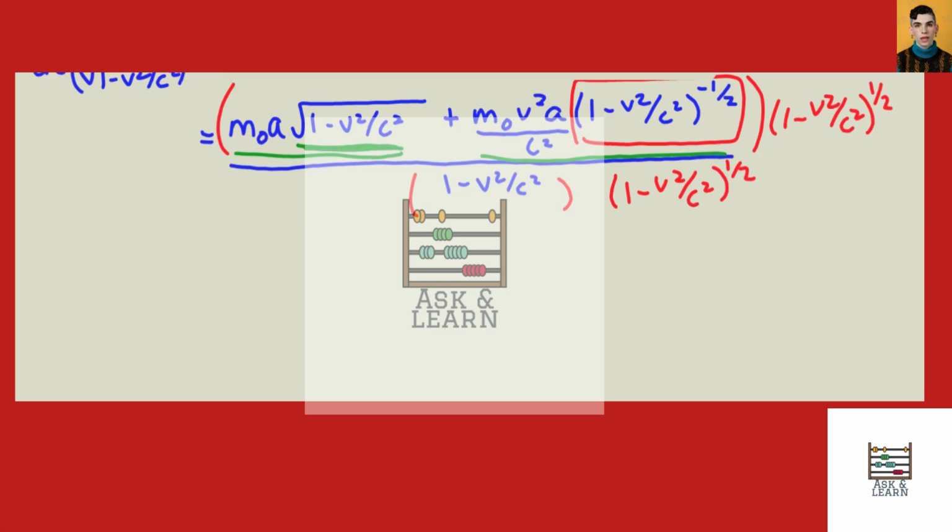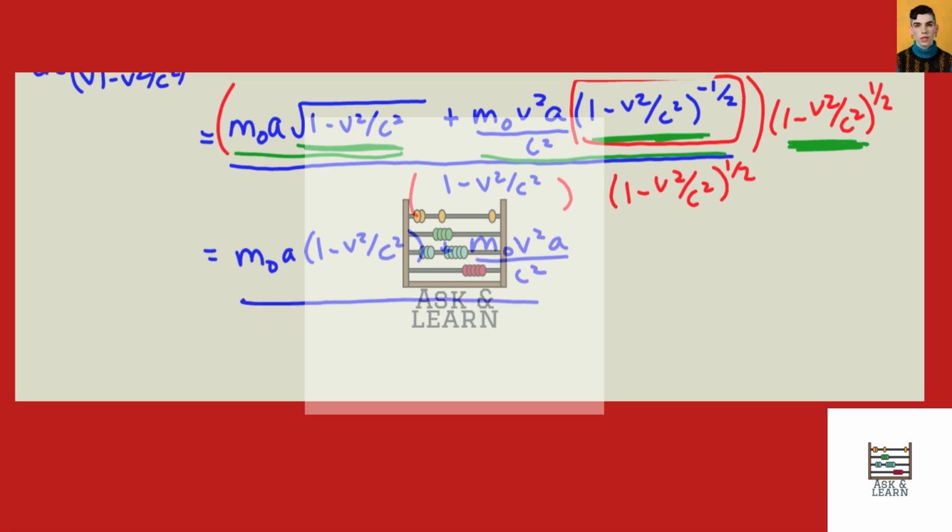And so when we multiply the square root by the same quantity to the 1/2, it's just like having it to the first power. It's to the 1/2 multiplied by to the 1/2, it's to the first power. So we have m naught a times 1 minus v squared over c squared. And then when we multiply these two together, add the powers and you get the 0 power. So essentially they cancel. So what we have left is plus m naught v squared a over c squared. And that is all over 1 minus v squared over c squared to the 3/2 power.